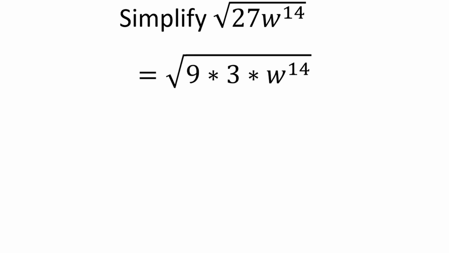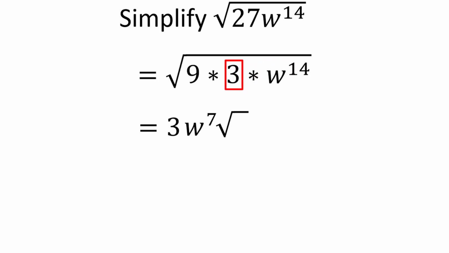Let's try this one. The square root of 27w to the 14th power. We can rewrite this as the square root of 9 times 3 times w to the 14th. Now, both 9 and w to the 14th are perfect squares. The square root of 9 is 3, and the square root of w to the 14th halves the power, so that we have w to the 7th.